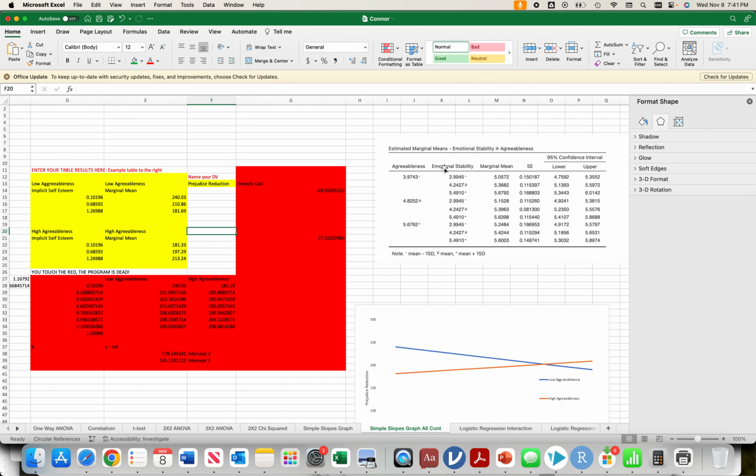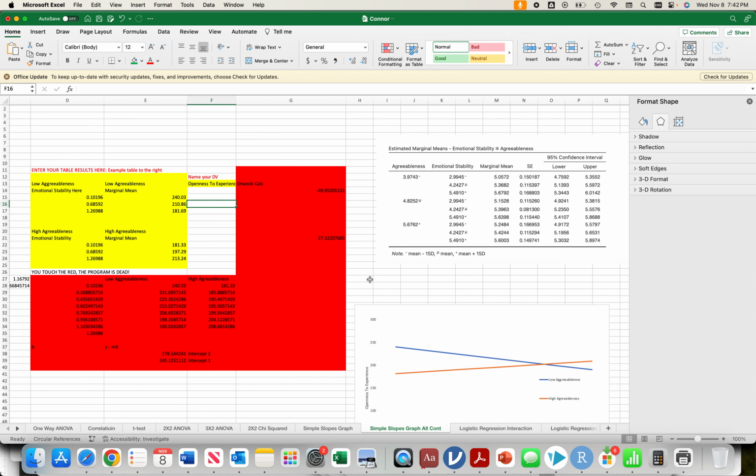And then my other factor is emotional stability. So instead of implicit self-esteem, I put emotional stability here. If you follow my steps, this should work for any analysis. All right, emotional stability here. Perfect. So I have to name my DV, which is openness to experience. All right.